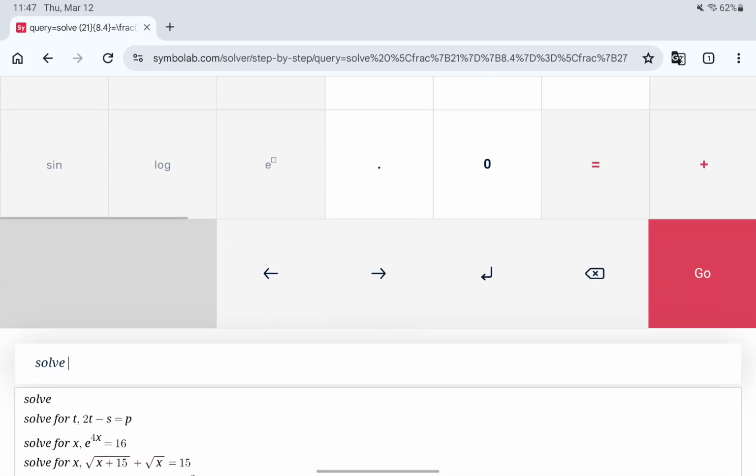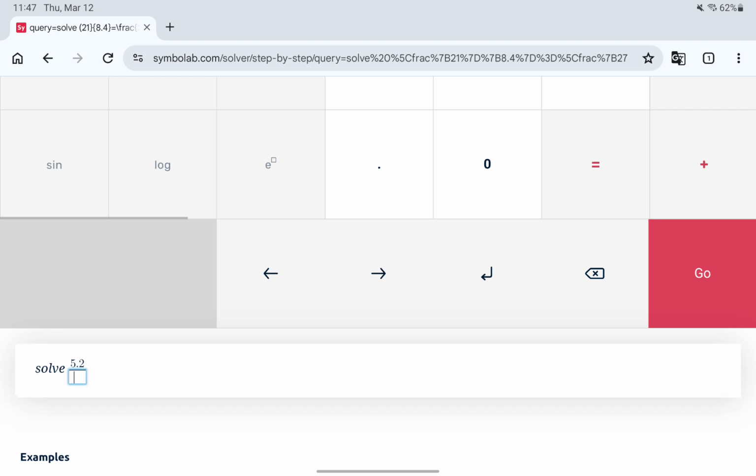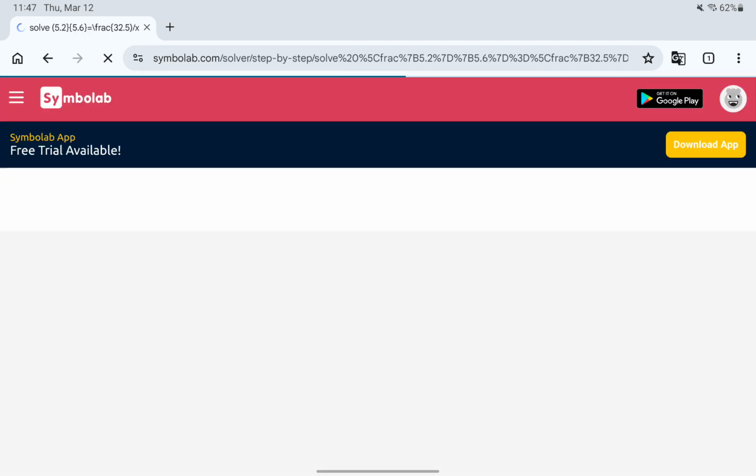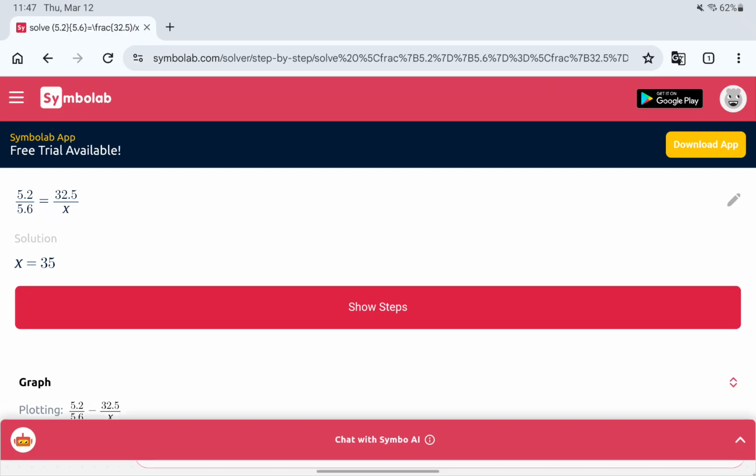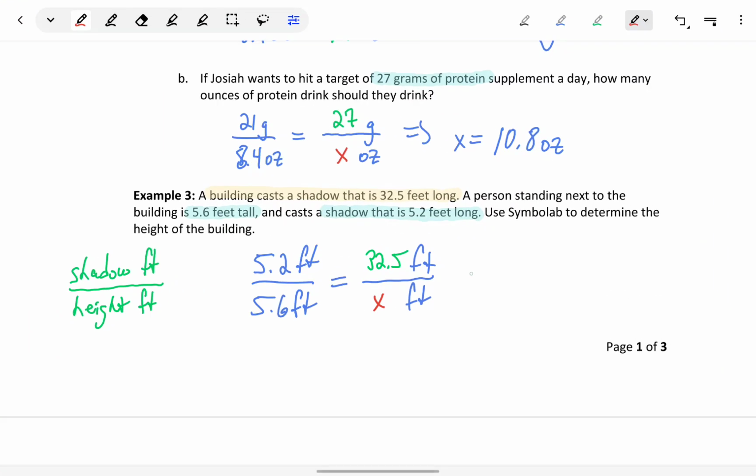And then we'll ask Symbolab to solve this proportion for us, which is 5.2 divided by 5.6, set equal to 32.5 over x. And we get a result of x equals 35. Meaning, based off these proportions, we know that this building is 35 feet tall.